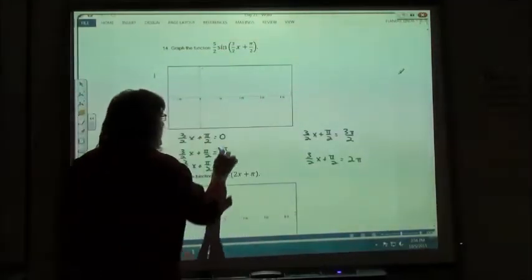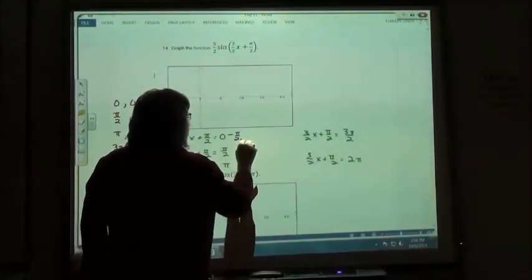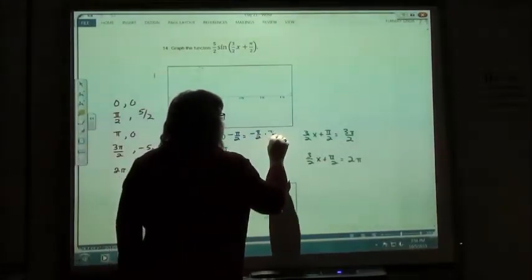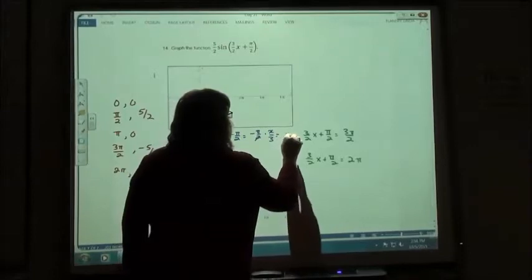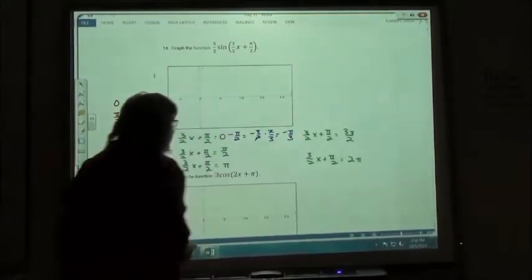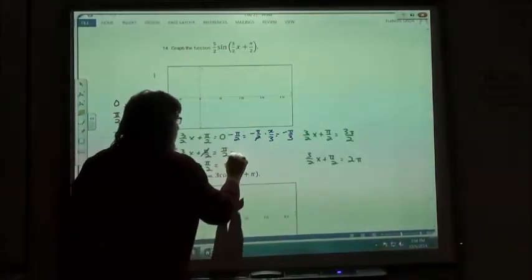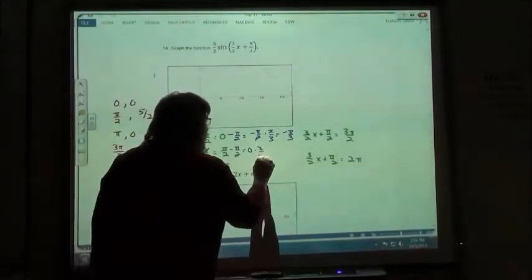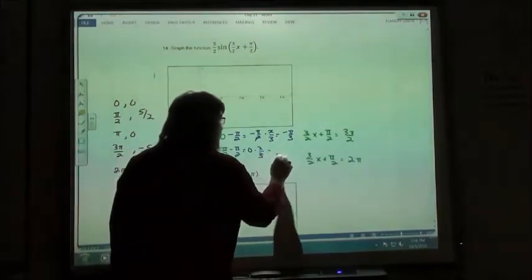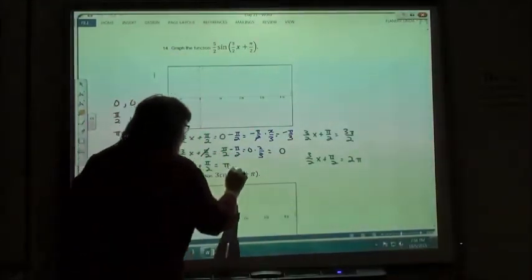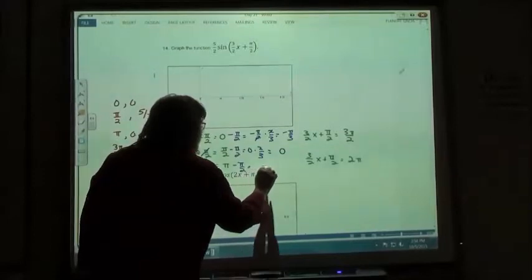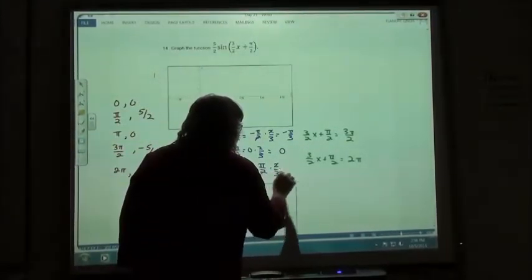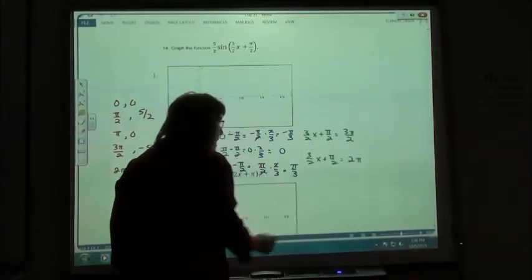I am going to go ahead and subtract my pi over 2, which would be negative pi over 2, and multiply by the reciprocal 2/3. So I'm going to get negative pi over 3. This one, I'm going to subtract my pi over 2, which is 0, multiply by my 2/3, which is my reciprocal. I'm going to get 0. Here, I'm going to subtract my pi over 2, which is pi over 2, multiply by my 2/3, so I get pi over 3.